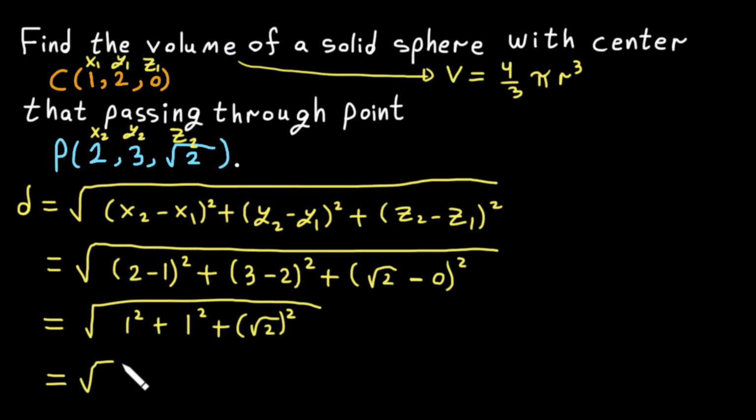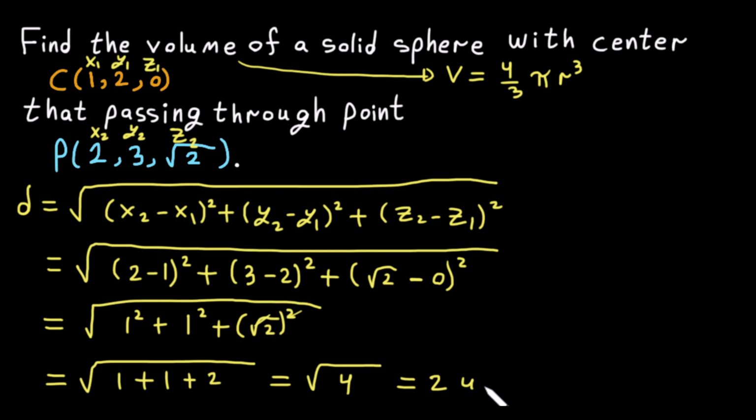This equals the square root of 1 squared, which is 1, plus 1 squared, which is 1, plus the square root of 2 squared, where the square and the square root cancel, so it will be 2. This equals the square root of 1 plus 1 plus 2, which is 4, and the square root of 4 is 2. And as we know, this is distance, so 2 units. So the distance between C and P is 2 units, and this is equal to the radius.